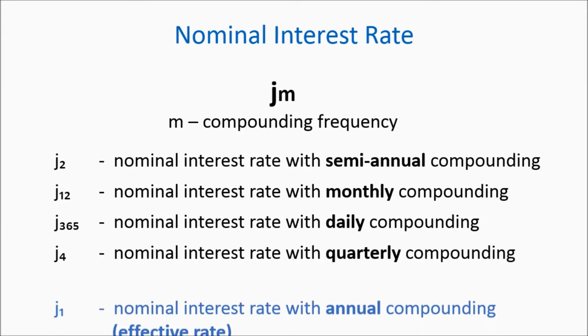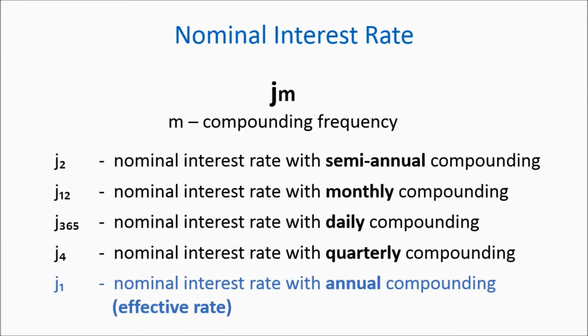Another important rate that we will use in this course a lot is J1. This is the nominal interest rate with annual compounding. It's also called effective rate. We will go over what this means exactly later, but for now just remember that J1 is a special rate and it is also called the effective rate.